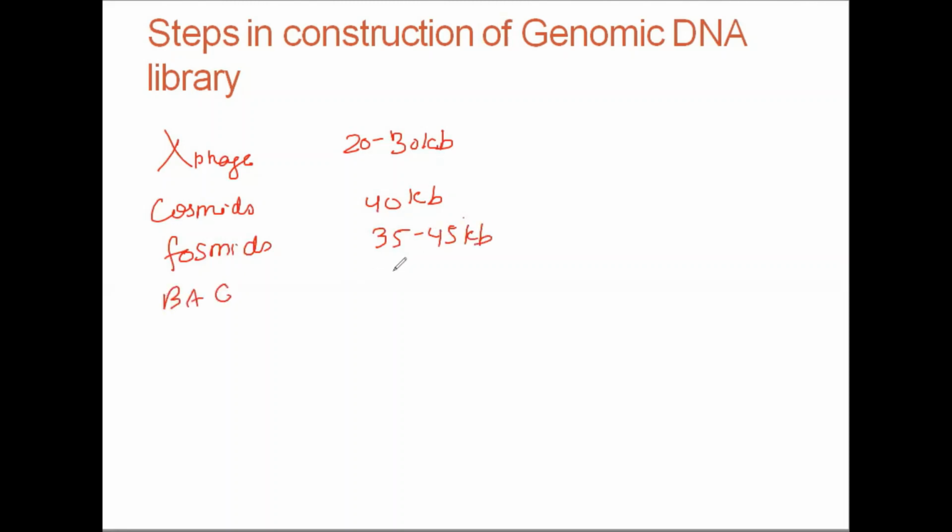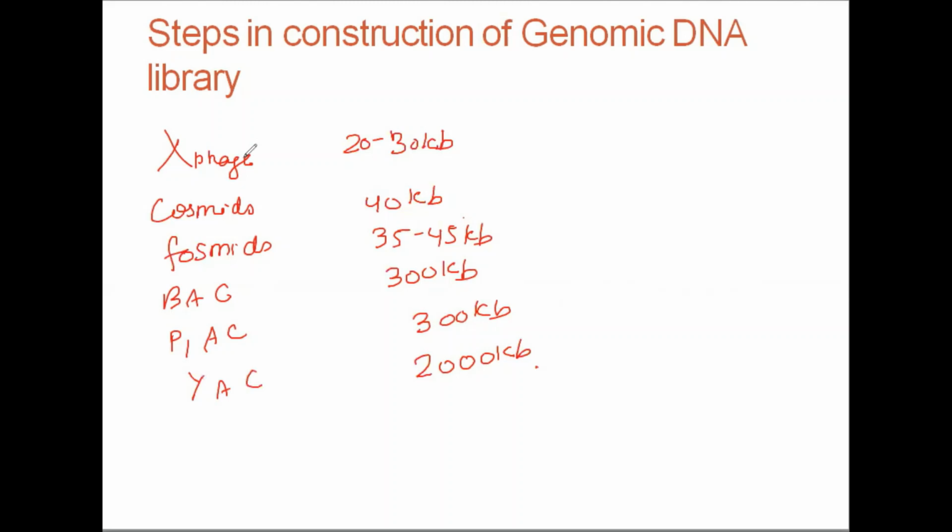Bacterial artificial chromosome, which is up to 300 kilo base pairs, P1 artificial chromosome, which is up to 300 kilo base pairs, and then yeast artificial chromosome, which is up to 2000 kilo base pairs. So these are usually used to handle longer DNA inserts, much larger than lambda phage. So they require a lower number of recombinants to be screened.